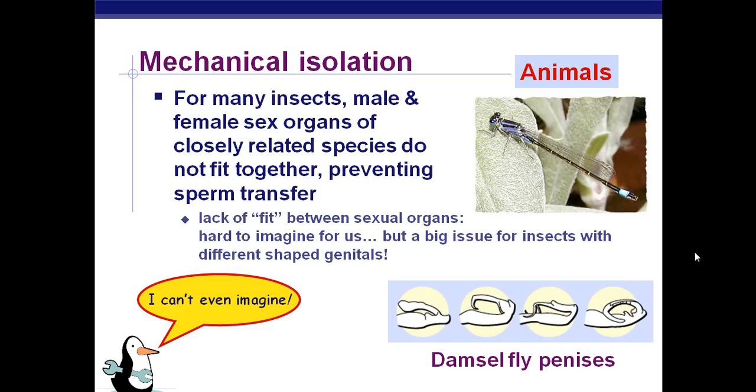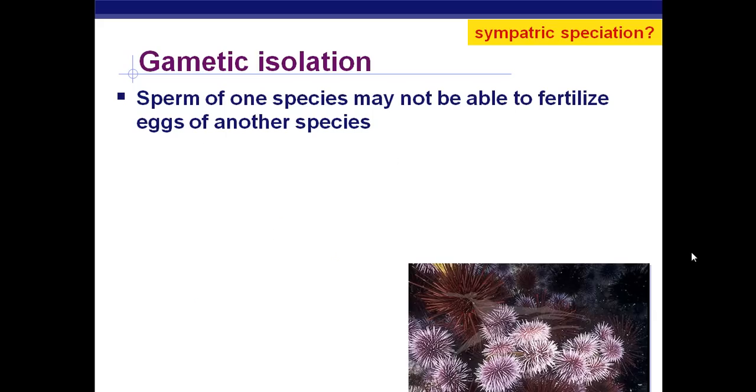So the selection here is so intense because it directly affects offspring production. It actually affects the sex itself. Gametic isolation. Here the sperm of one species might not be able to fertilize the eggs of another species.